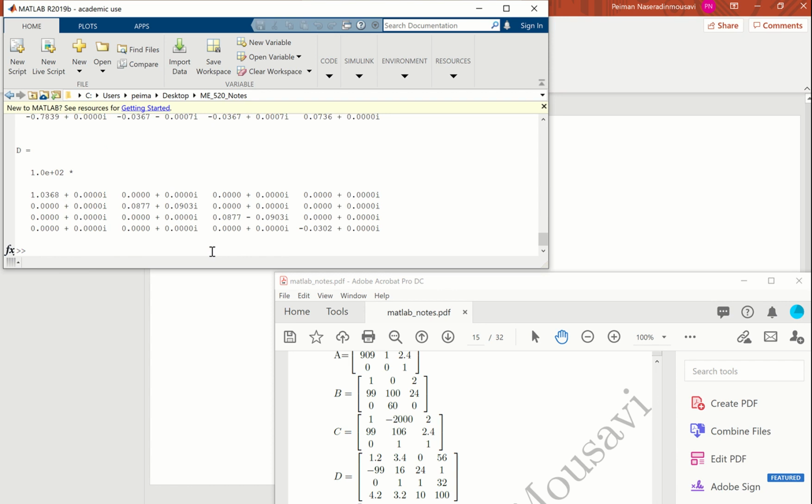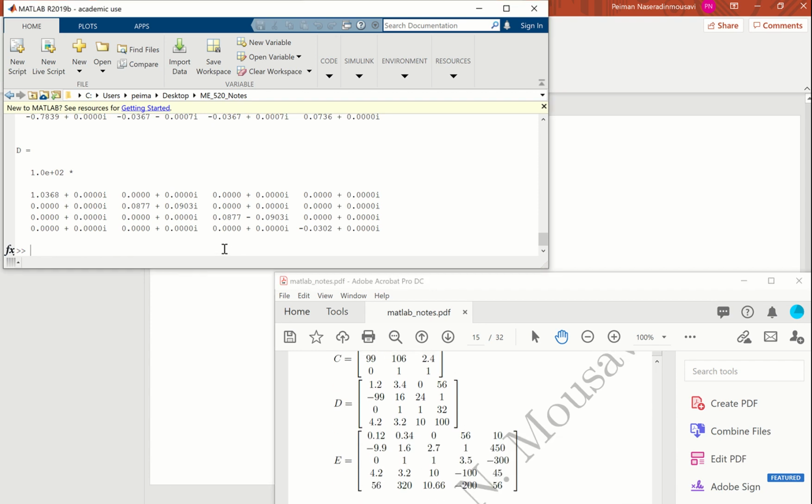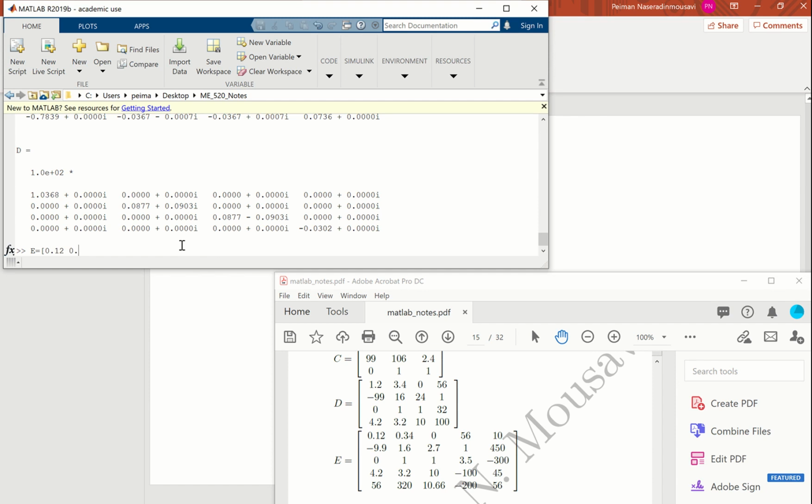Okay. So, and part E. So E is 5 by 5. It's just practicing. 0.12, hold on guys, it was too much noise. 0.12, 0.34, 0, 56, 10, minus 9.9, 1.6, 2.7, 1, and 450.